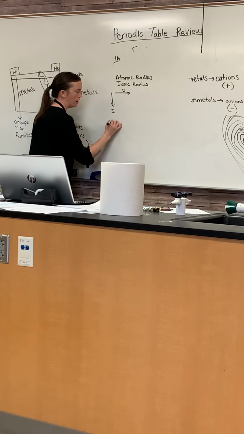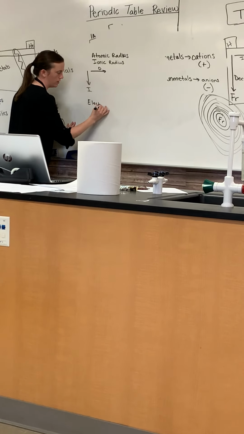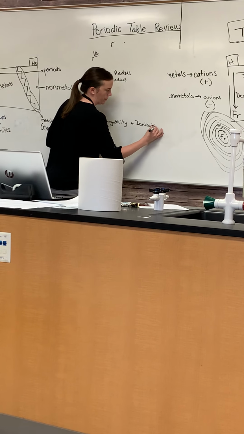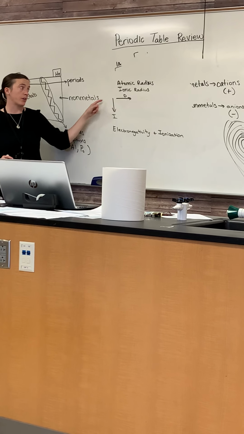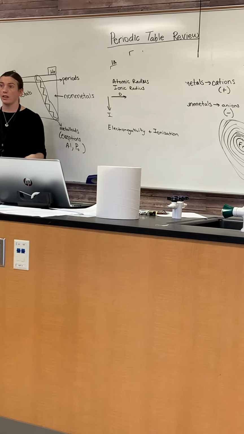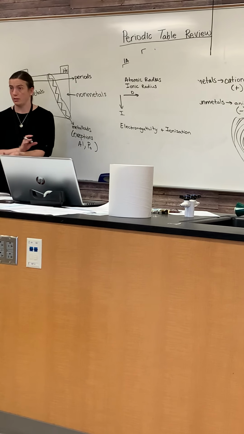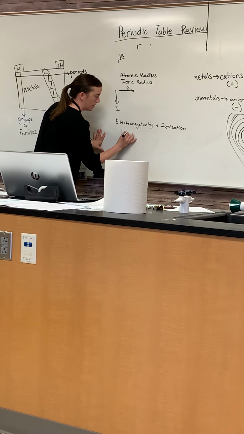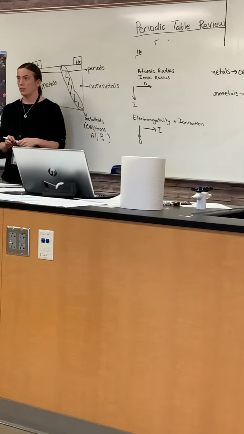All right, then when it comes to electronegativity and ionization energy, if you know that atomic radius and ionic radius is increasing down, decreasing left to right, electronegativity and ionization energy is the exact opposite. So this time it's decreasing going down, and it's increasing going left to right.